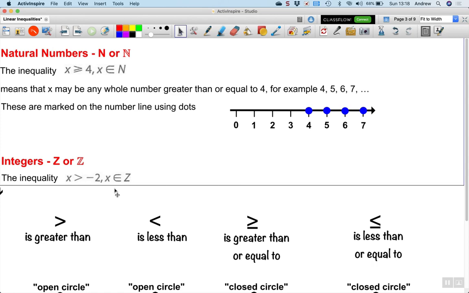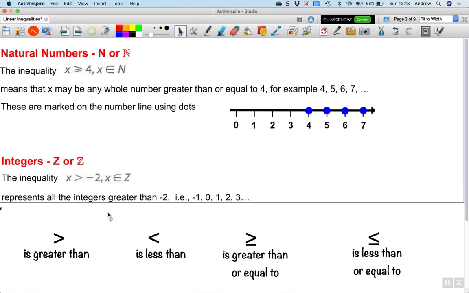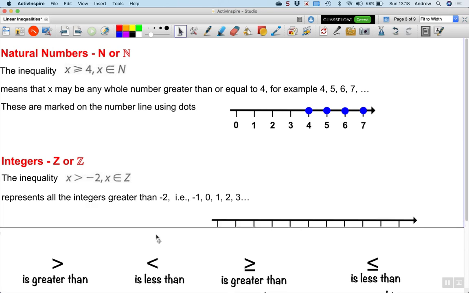So we've got x is greater than -2, where x belongs to the set of integers, the code for integers being Z. Revision of first year. So it has to be greater than -2. So what integers are bigger than -2? Well, -1 is, 0 is, 1 is, 2 is, 3 is, going on forever.